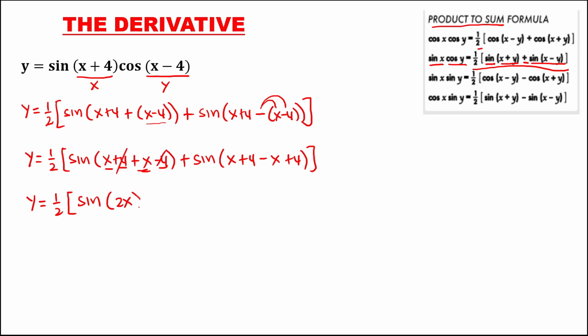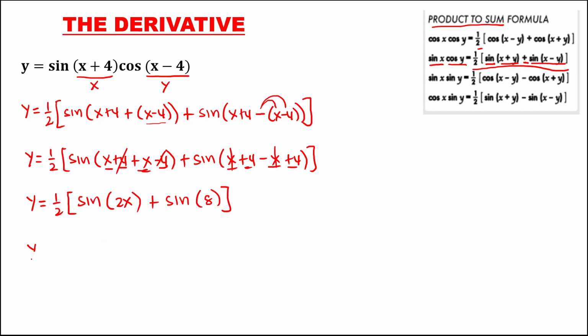So we have sine 2x, then plus sine, then this positive x, negative x, this one is 0. Positive 4 and positive 4, this one is positive 8. Then from this, we can find now the derivative.